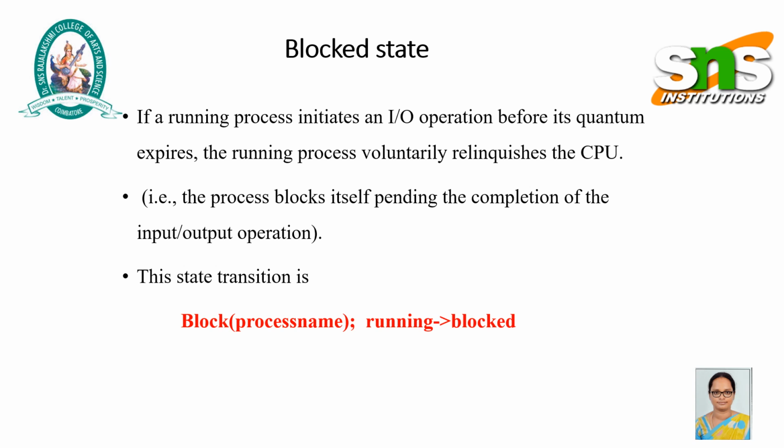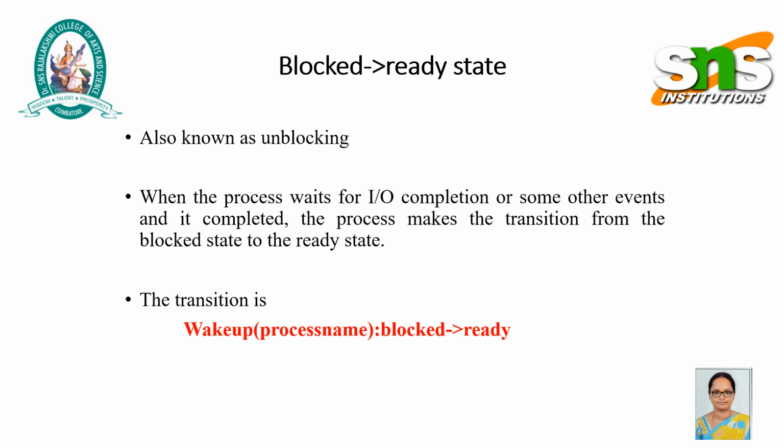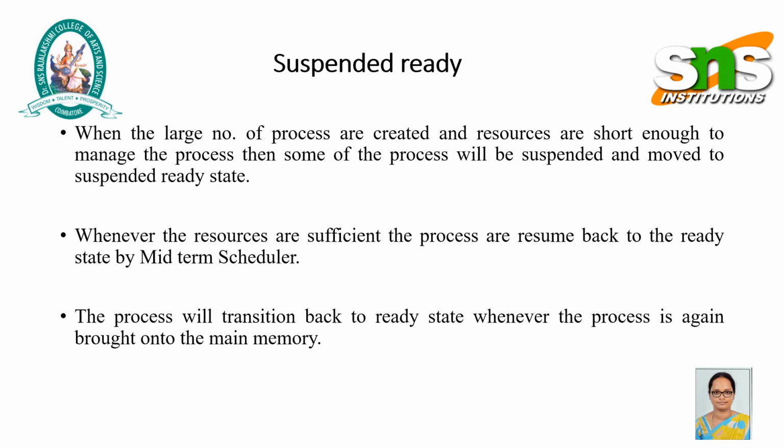Blocked state. If a running process initiates an IO operation before its quantum expires, the running process voluntarily relinquishes the CPU. The process blocks itself pending the completion of the input-output operation. This state transition is block, process name, running to blocked. When the process waits for IO completion or some other event and it completes, the process makes the transition from the blocked state to the ready state. This is wake up, process name, blocked to ready.